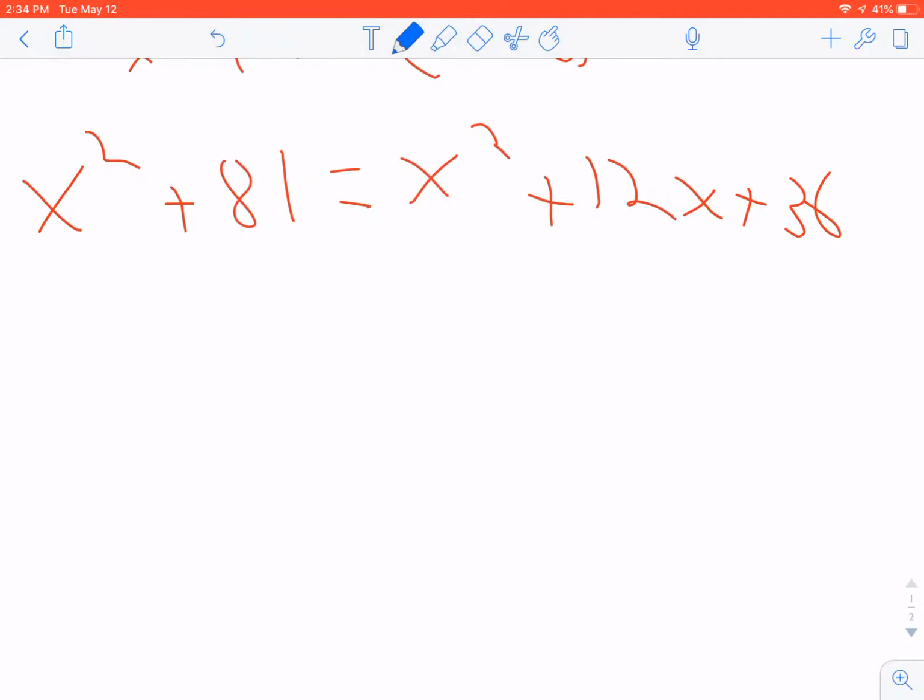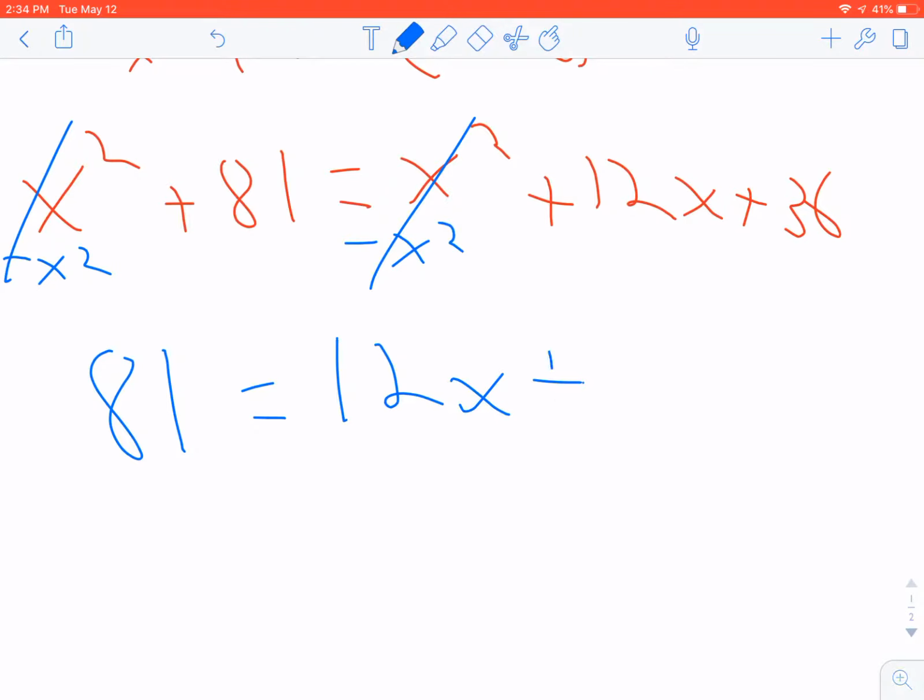Regardless of whether you move this x squared over here, or this x squared over there, you're going to have to subtract x squared from both sides. When you do that, they cancel out. So immediately this gets a lot less intimidating, because your x squareds are gone. That tells you that you no longer have to factor. You just need to solve for x.